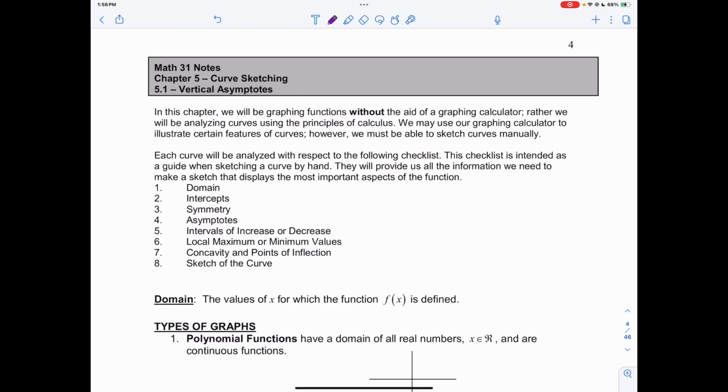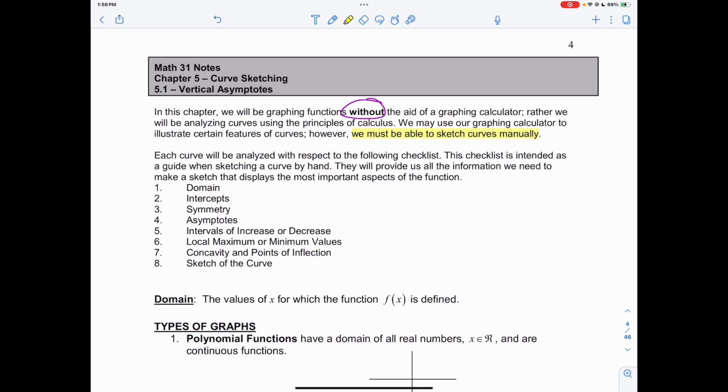For this next lesson in curve sketching, we're going to take a look at the vertical asymptotes. In this chapter, we're going to be graphing functions without the aid of a graphing calculator. Rather, we're going to be analyzing curves using the principles of calculus instead. We may use our graphing calculator to illustrate certain features of curves. However, we must be able to sketch curves manually.